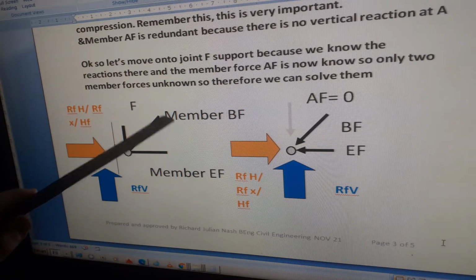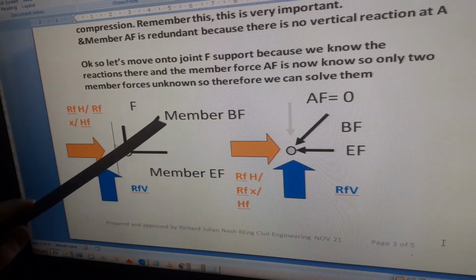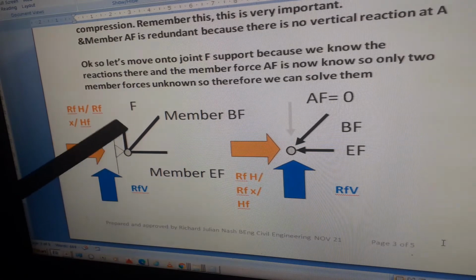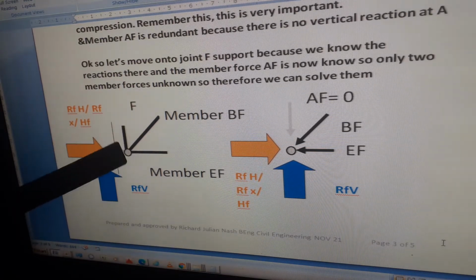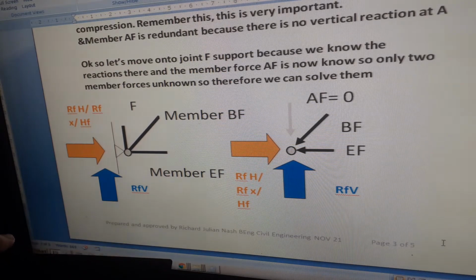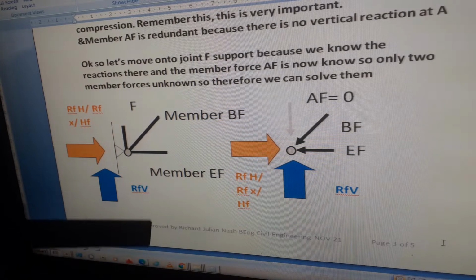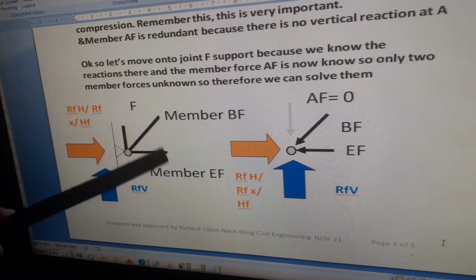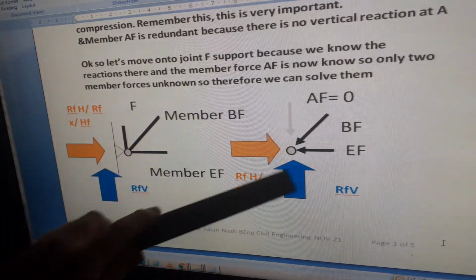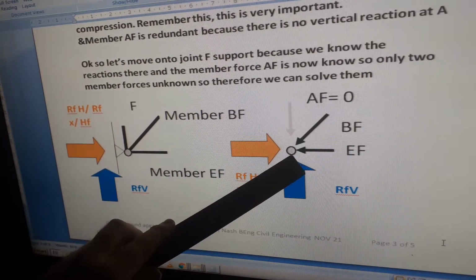That one is 0. That is at 45 degrees, because it's 4 meters high by 4 meters wide. Therefore, tan alpha equals opposite over adjacent equals 4 divided by 4 equals 1. Arctan 1 is 45, but I've done that later on. And here's the equilibrium of the joint diagram.